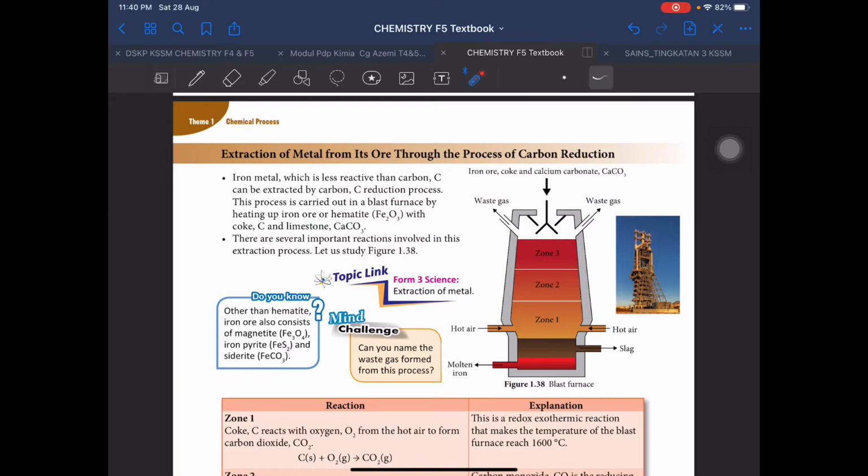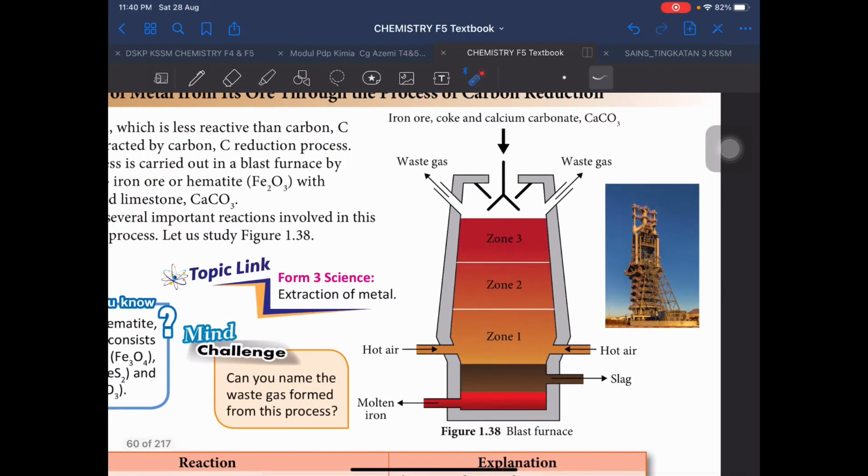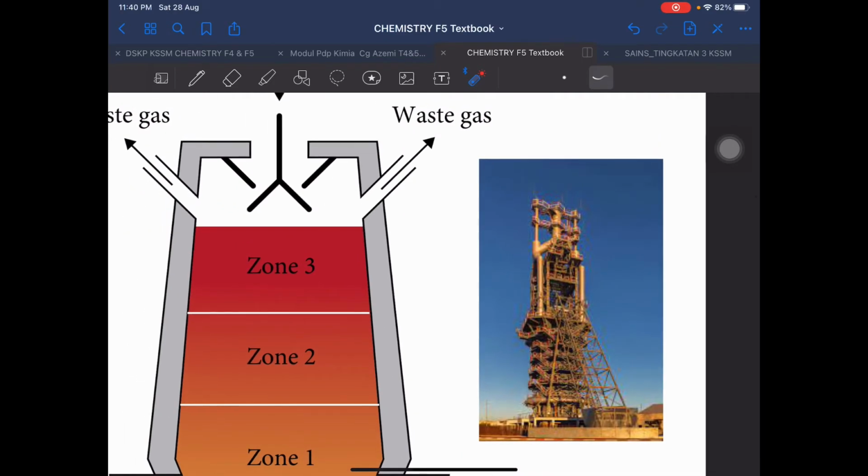So the process is carried out in a blast furnace atau in bahasa Melayu, relau bagas, by heating up iron ore, memanaskan iron ore, okay, biji besi atau hematite with coke and limestone. Okay, apa yang penting di sini adalah you need to remember a few things such as what is the function of calcium carbonate, what is the function of coke, begitu. Okay, so this is the blast furnace dalam buku teks lah, but in real life it looks like this. It's a super big machine di dalam kilang lah, okay, dalam industri.